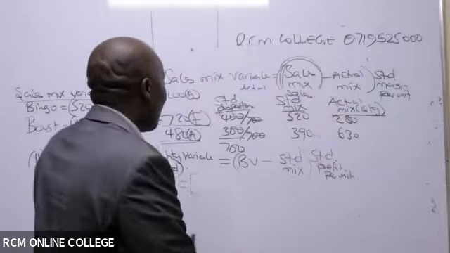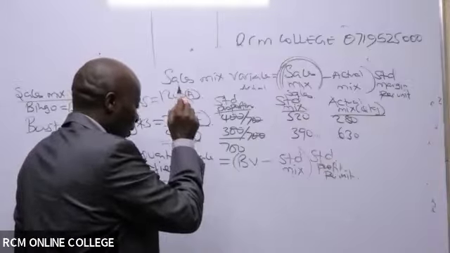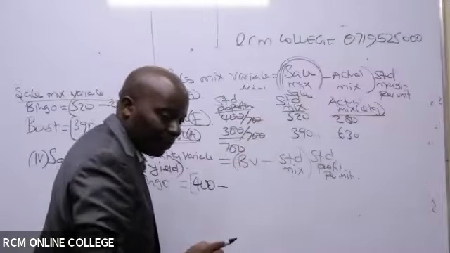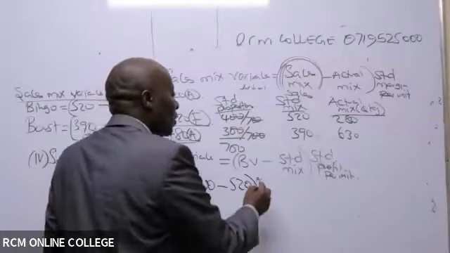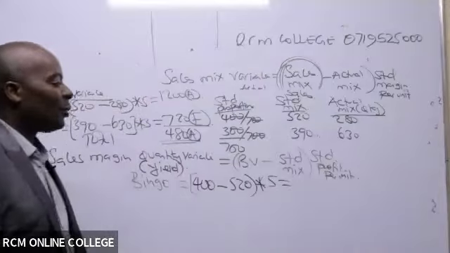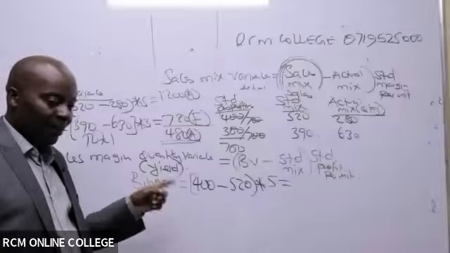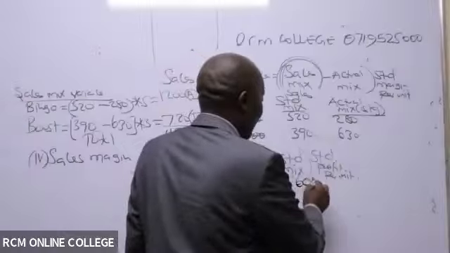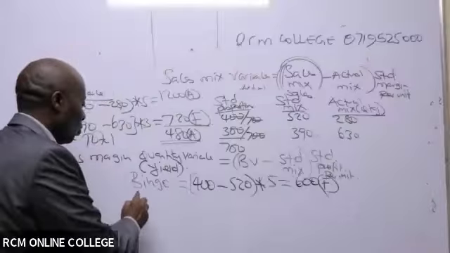So what is our budgeted volume? Budgeted volume for bingo, somebody is telling me 400. How about the standard mix? The standard mix is 520. Multiply this with the standard profit per unit that you had obtained as 5. So we have here 400 minus 520 times 5. Remembering that this is supposed to be an exceptional variance, 600 favorable.